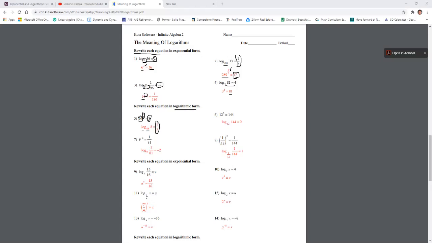Okay, so what about number 6? Well, this is going to be log base 12 of 144 is equal to the exponent, which is 2. Remember, a logarithm is just a fancy way of writing exponents. What about number 7? Well, on problem number 7, notice that our base is 9, so we have log base 9. Our exponent is -2, so we have the -2 here. And let's just make the argument 1/81.